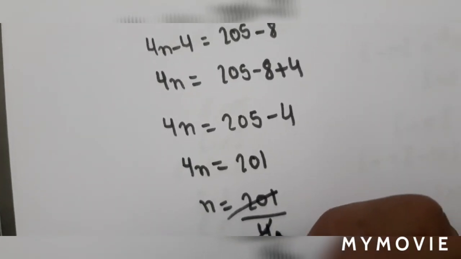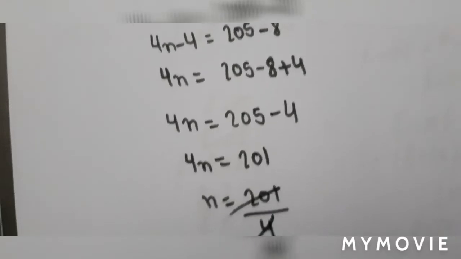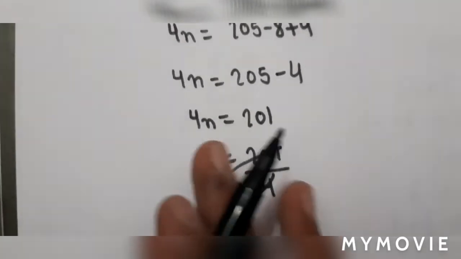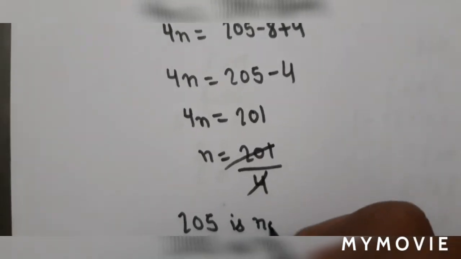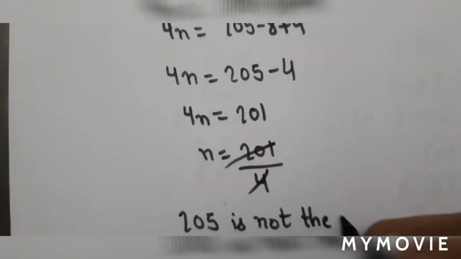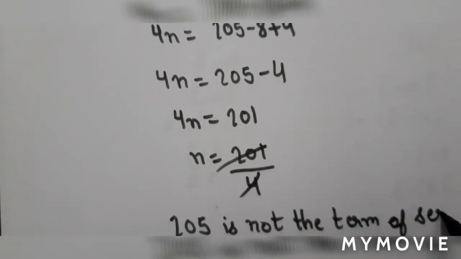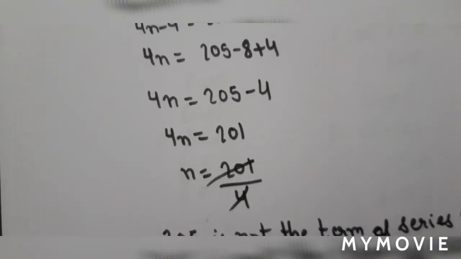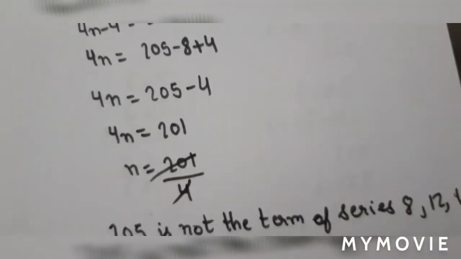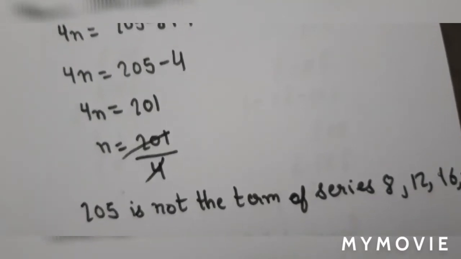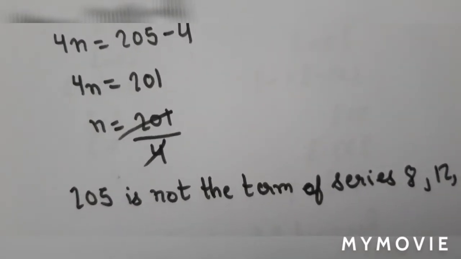So check. So see friends, it is not completely divisible. So 205 is not a term of the series 8, 12, 16, 20. So friends, 205 is not a term of this series. So friends, let's move on to our next question.